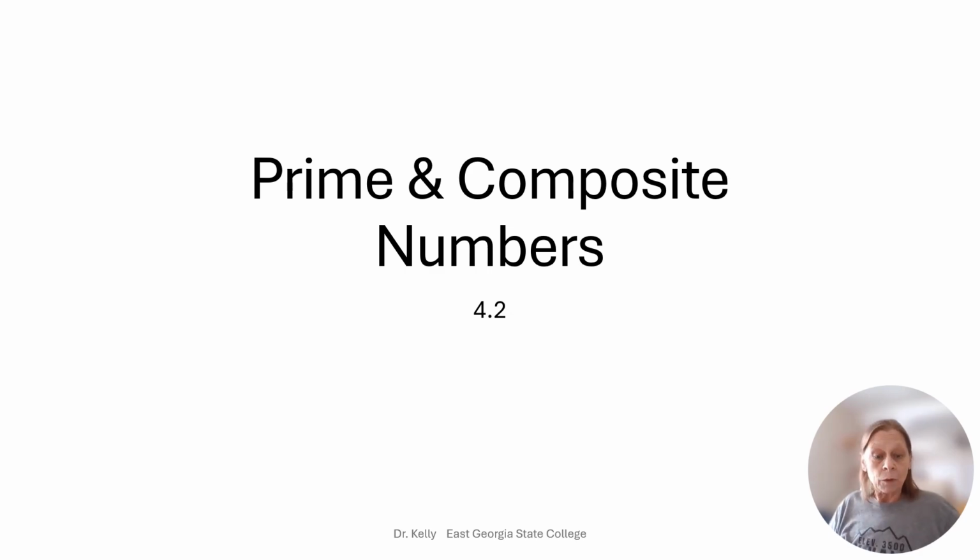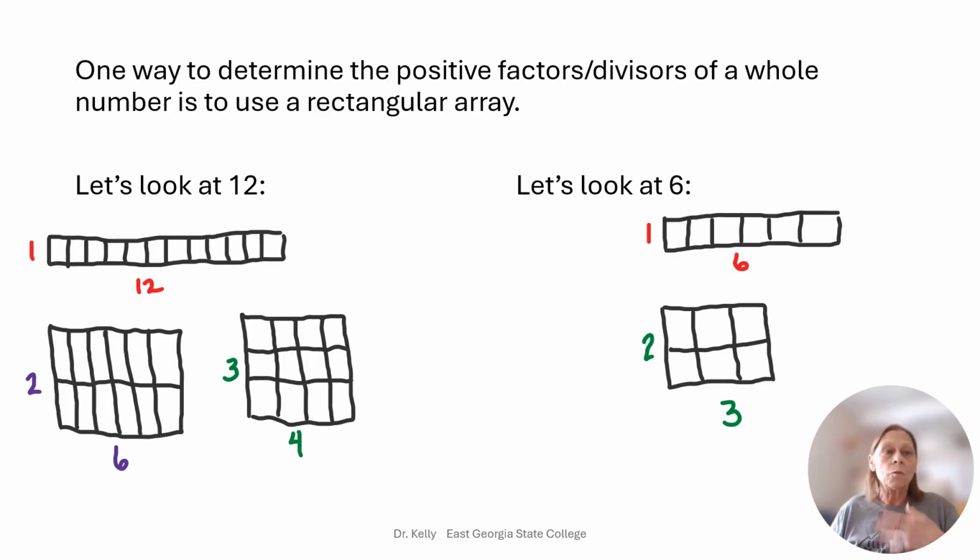Okay, so today we're going to talk about prime and composite numbers. One way to determine the positive factors, or remember factors are also known as divisors, of whole numbers is to use a rectangular array. That is, you build an array, which must be a rectangle, out of however many units you have.